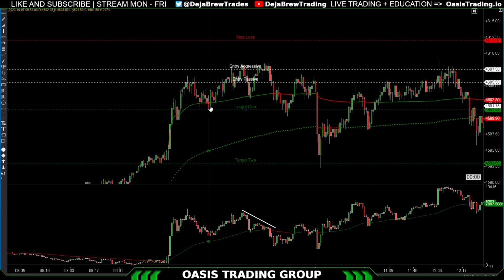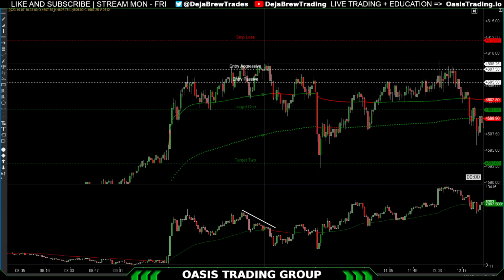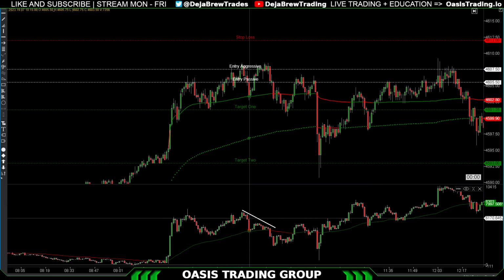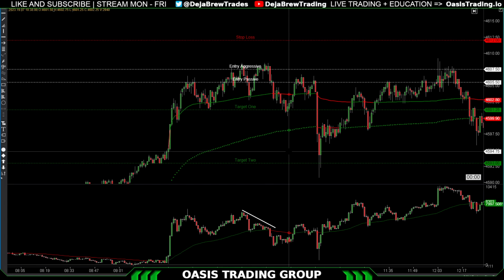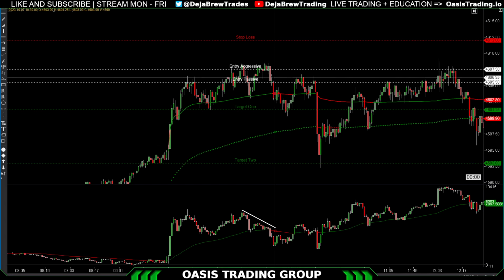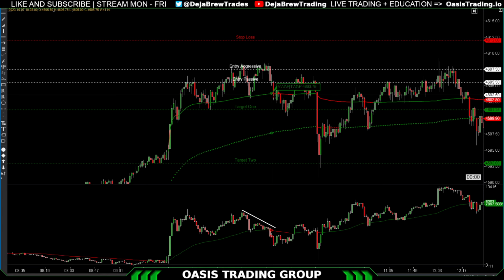Then the final thing we look for the entry is that very obvious bear div. We want to see a higher high on price or a double top on price, and then a lower high on delta. That will give us our entry for this position. Once again, there are two ways you can enter this position. You can take the entry when that bear div is starting to show without seeing a major confirmation. That is a very aggressive entry. The more passive entry is when that divergence starts to play out and you see that momentum to the downside.